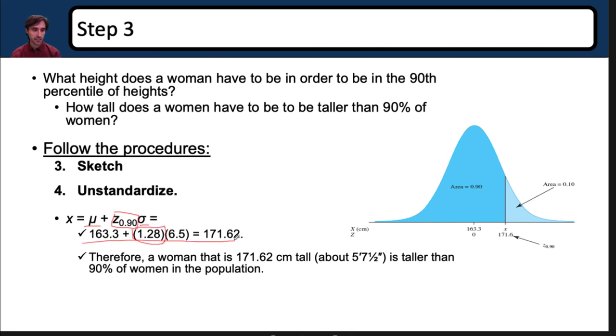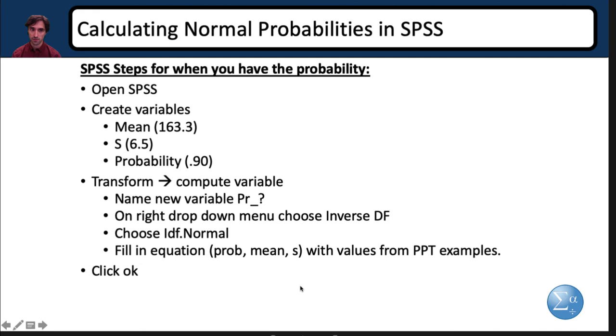So if we calculate this, it is 163.3 plus the z-score times the standard deviation, and so we have 171.62. So the result of this is a woman that is 171.62 centimeters tall is taller than 90% of the population. So the 90th percentile is at 171.62 centimeters.